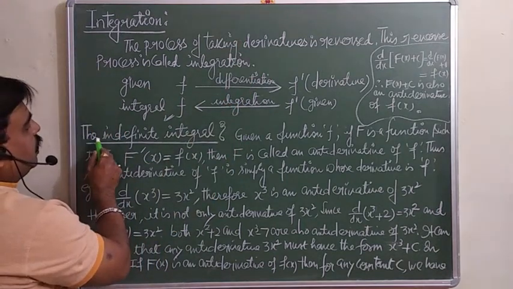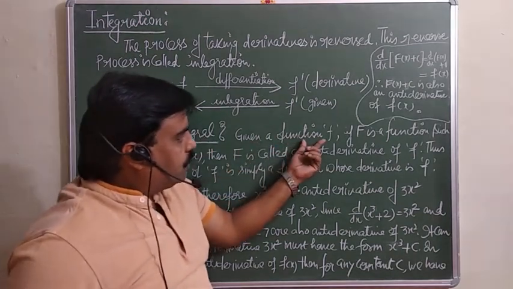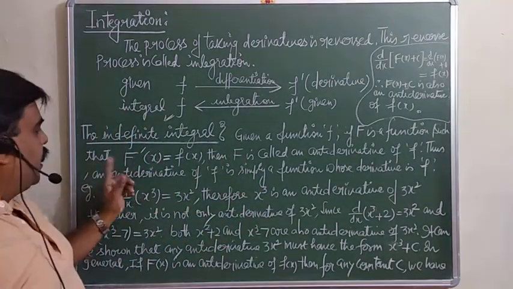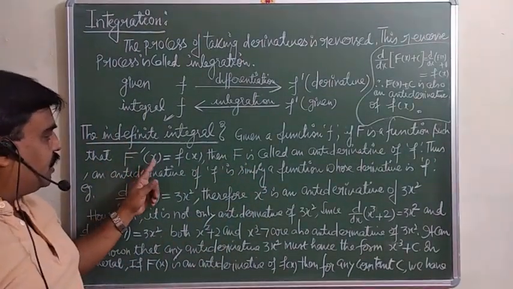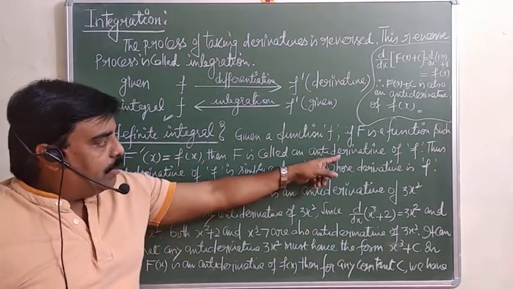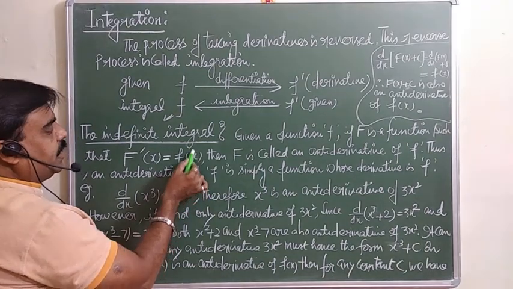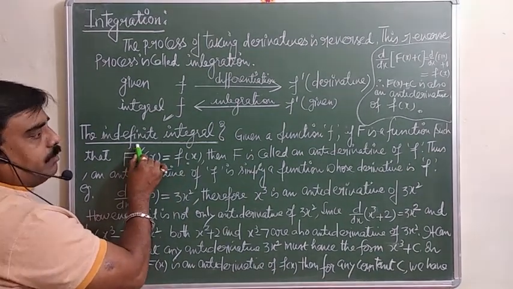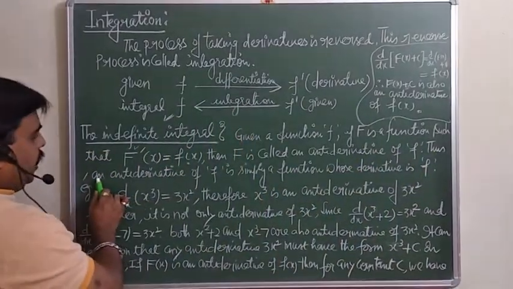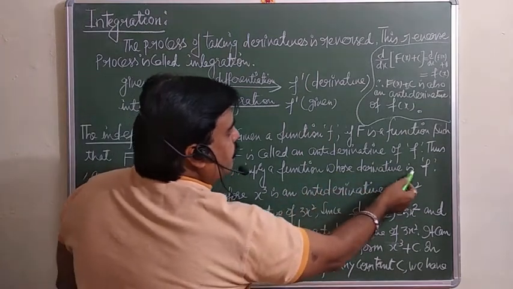If we talk about the indefinite integral, suppose there is a function f, then capital F is a function such that F dash x is equal to f(x), then F is called an antiderivative. Means this is the derivative of the function, then you take the antiderivative of this one. So F is called an antiderivative of f. Thus an antiderivative of f is simply a function whose derivative is f.